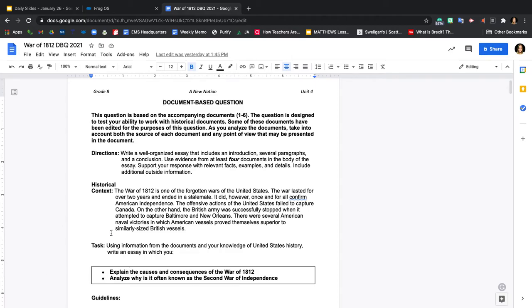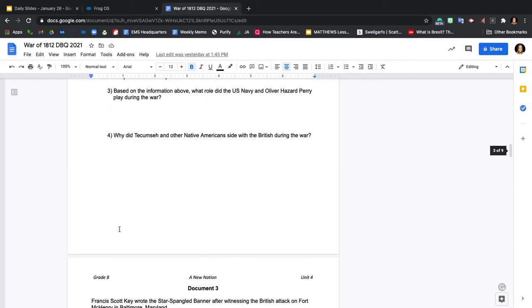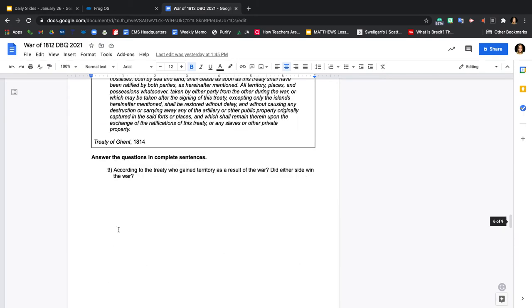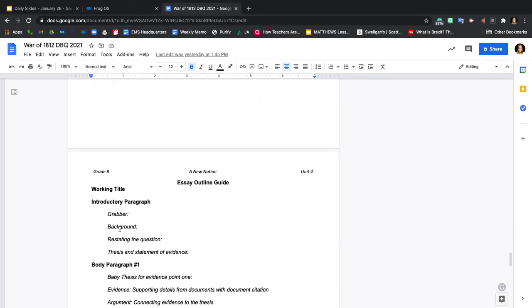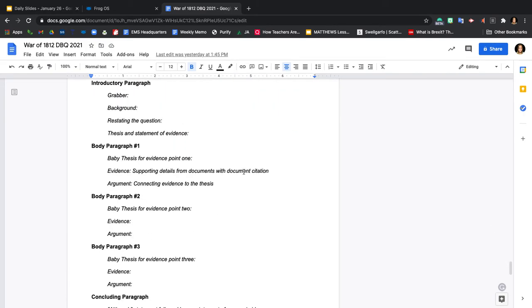So, down on the outline, past all the documents, what I've provided for you is what should go in each paragraph. The more detail you put into this outline, the easier it should be to go from outline to essay.